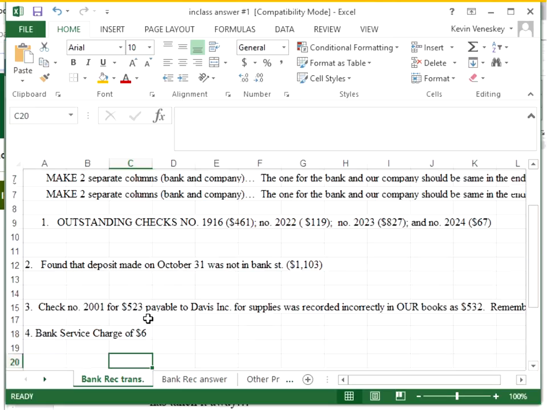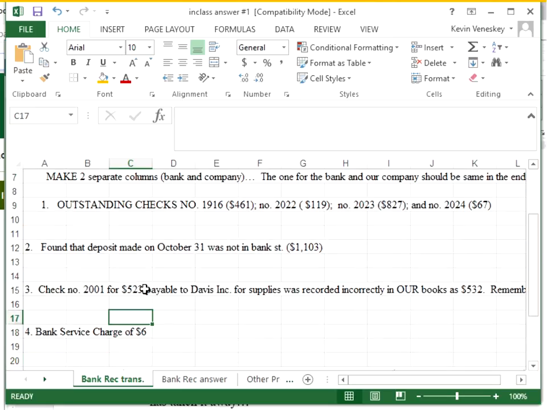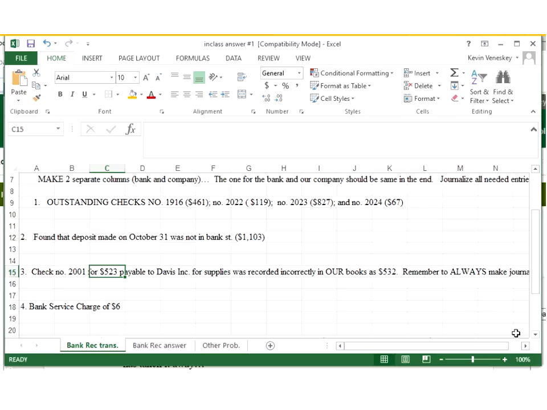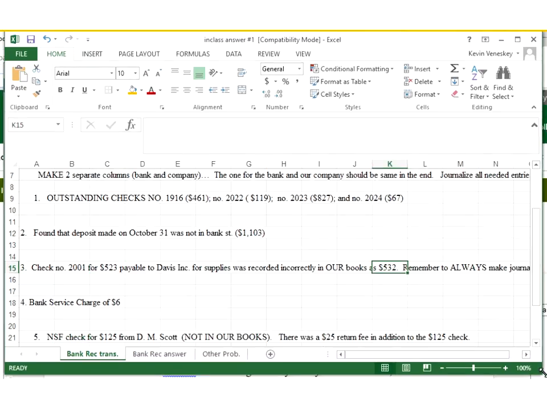Okay, the next thing that happened is we had a check written to Davis Company, and it was actually for $523. Now, in our books, we wrote it for $532. So we put too much cash. We took too much out of the cash.